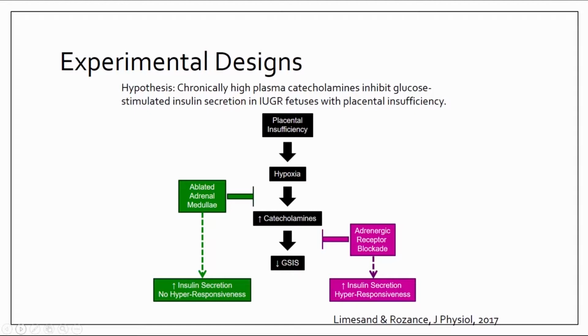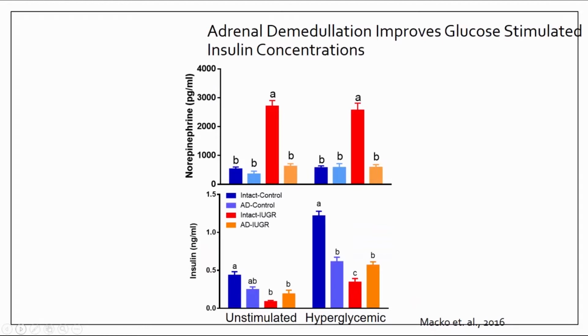So again, just to give you an example of what we were doing, in this case we have the control and IUGR fetuses, and they're either intact or have an adrenal demedullation. And you can see if we look at the intact IUGR, we have high catecholamine concentrations, and the adrenal demedullated animals have low catecholamine concentrations, and their insulin secretion response is increased, similar to what we see in the control animals. Although there seems to be some positive aspect to having an intact adrenal gland if you compare the controls to the control demedullated animals.